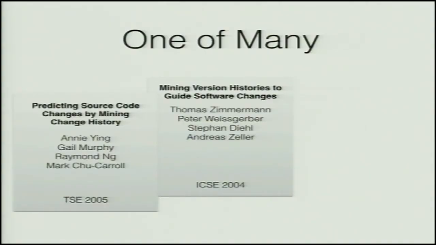But while we're here on the stage, we cannot be here without also mentioning and praising the others that went in the same direction as we did. Independently from us, there were at least 2 groups that were working in a very similar direction. One is Annie Ying, who in her master's thesis went and did a very similar work in predicting code changes from earlier changes.